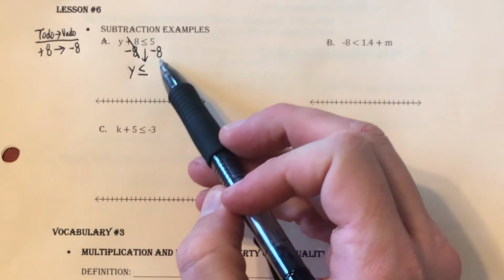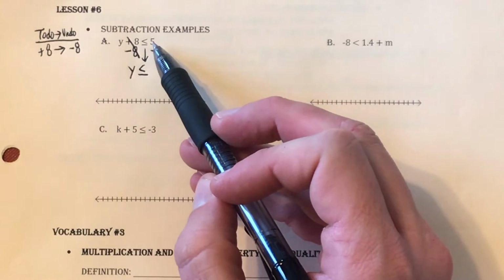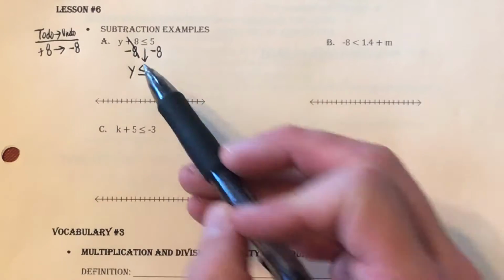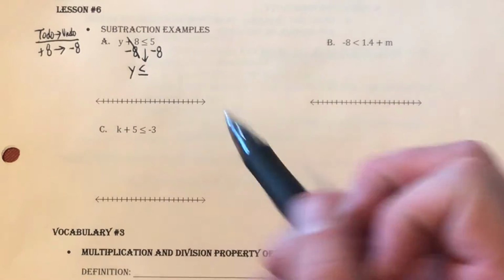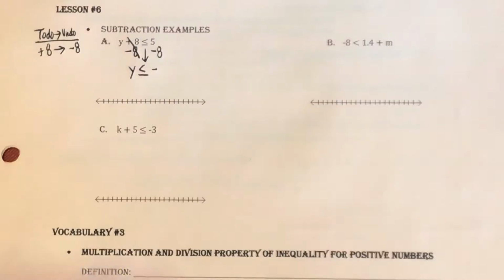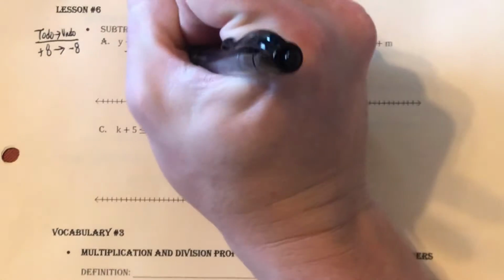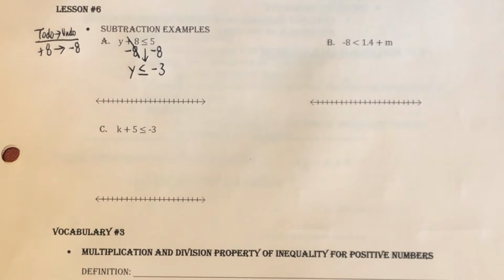And then 5 minus 8. Well, 5 is good guys, 8 is bad guys, so there's a battle going on. There are more bad guys, so we're going to end up with a negative. And how many more are there? Well, there are 3 more. So I ended up with y is less than or equal to negative 3.